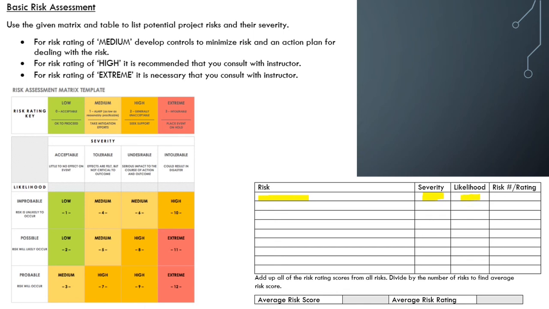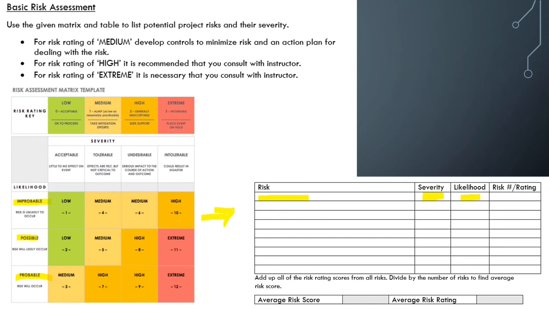This could be anything from a sensor not working to the circuits not constructed correctly, a bug in the code. Try to be a little bit more specific. Think of risks that specifically apply to your project. But essentially, anything that you think could go wrong should be listed here, and then assign it a severity and a likelihood. These won't be numbers so much, because the severity will be acceptable, tolerable, undesirable, and intolerable. And then your likelihood is improbable, possible, and probable. So you'll want to use this chart to help fill in the table.